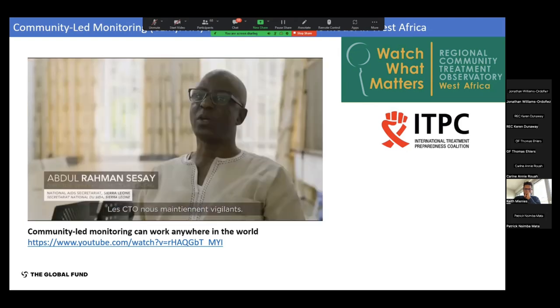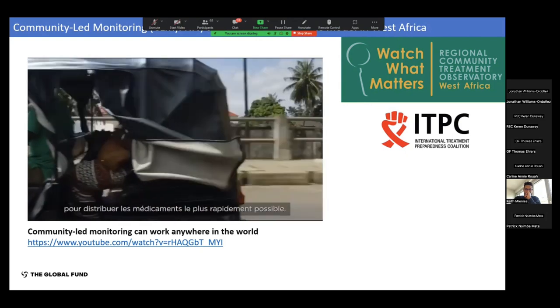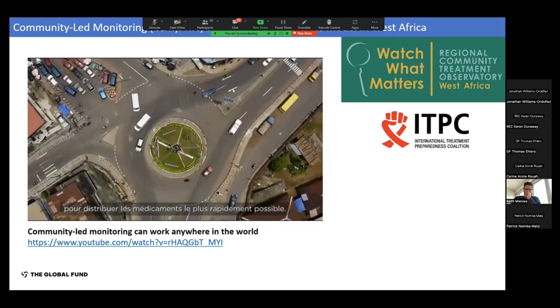They've been keeping us on our toes. Toes in the sense that they've been putting pressure on us whenever there are stockouts. They give us the alert to quickly distribute drugs.